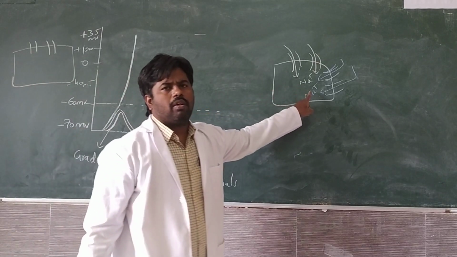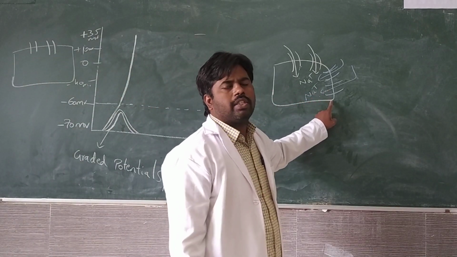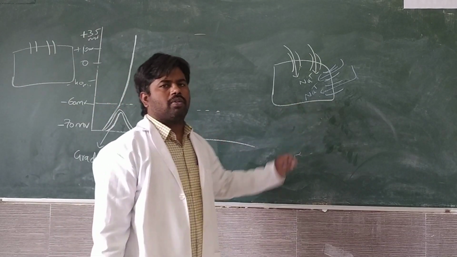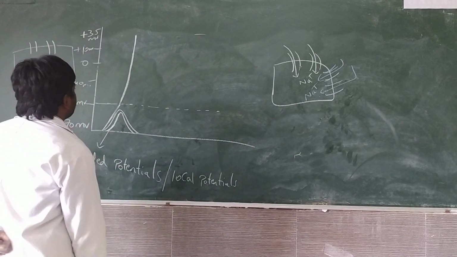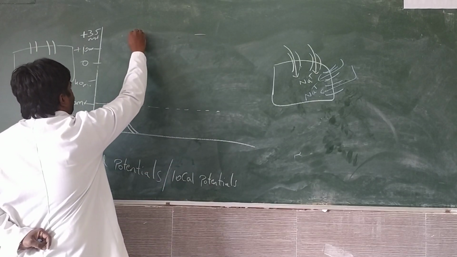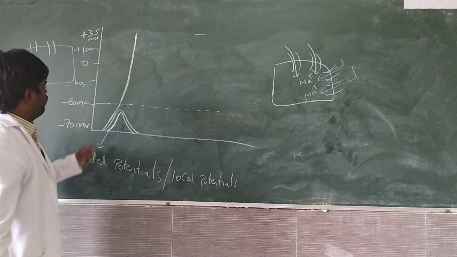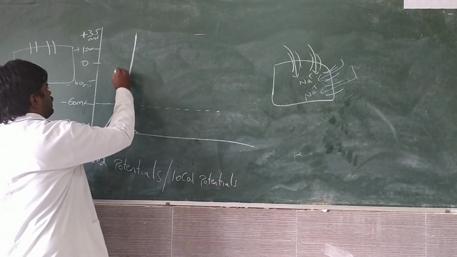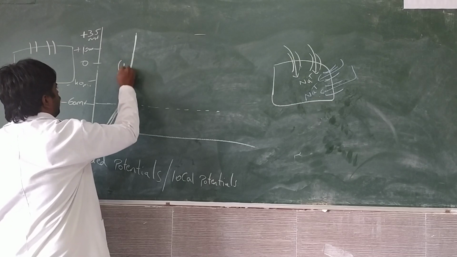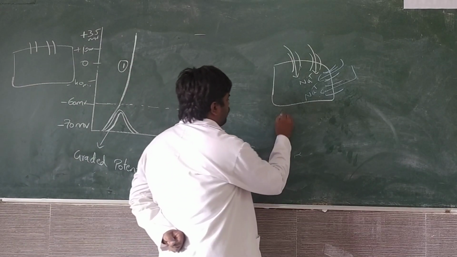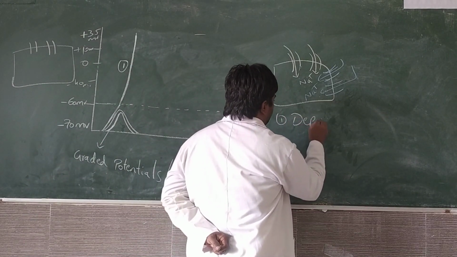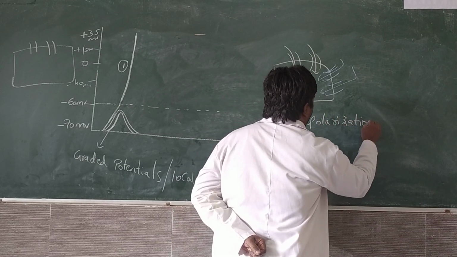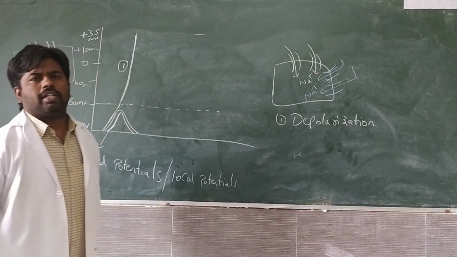By this graph we can understand that the positivity increased inside the cell due to the opening of mechanical sodium channels and voltage gated channels of sodium ions. Now, this phase, phase 1, we call depolarization.